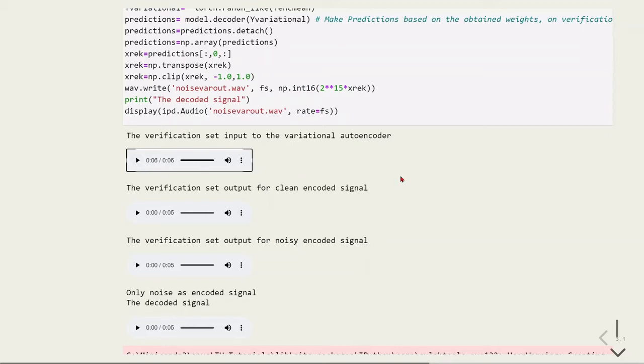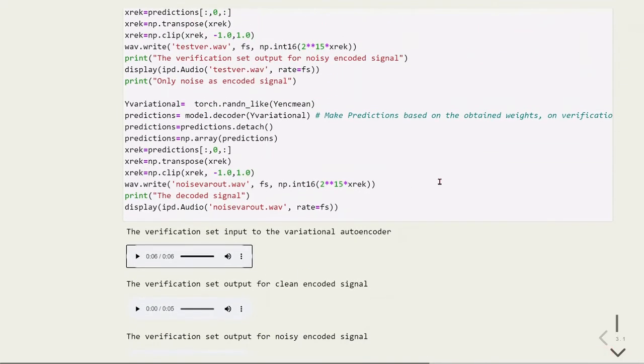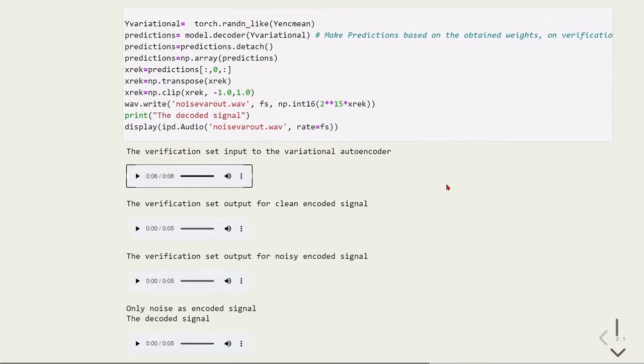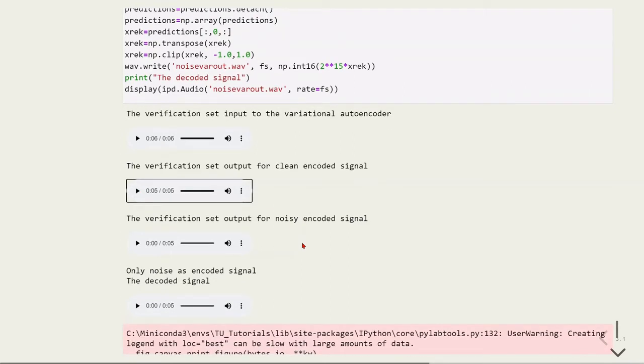So this is the classic introduction of Aces High from Iron Maiden. And now we will see the output of the model for the clean encoded signal. We observe that there is a lot of noise, but the noise also has this interesting shape and interesting sounding characteristics. Now we add the noise, so the verification set output for the noise encoded signal.